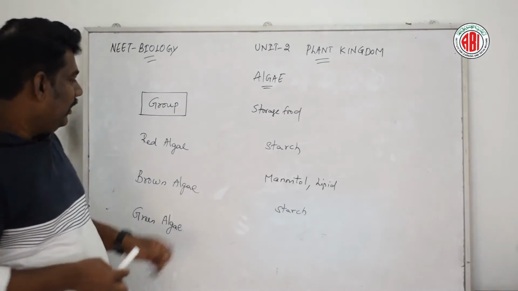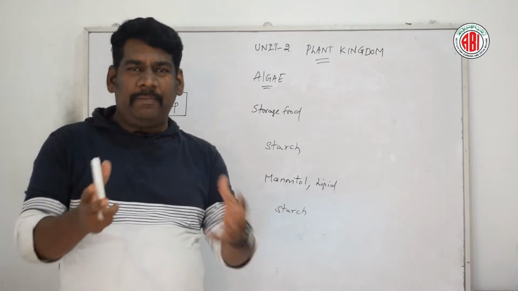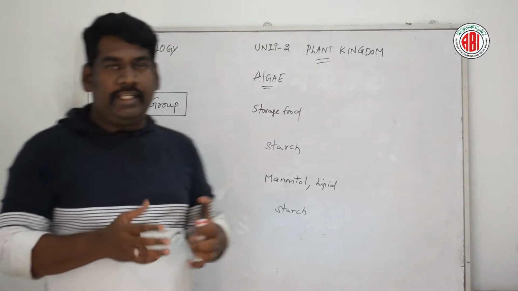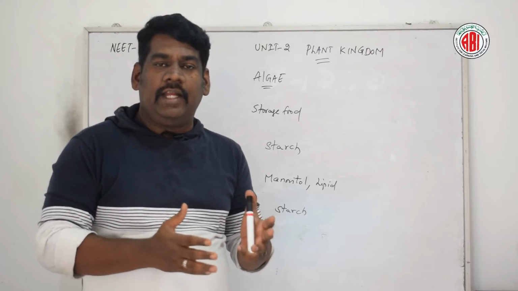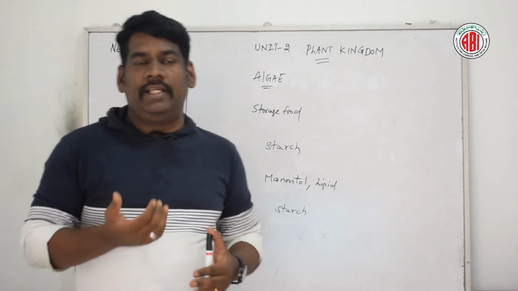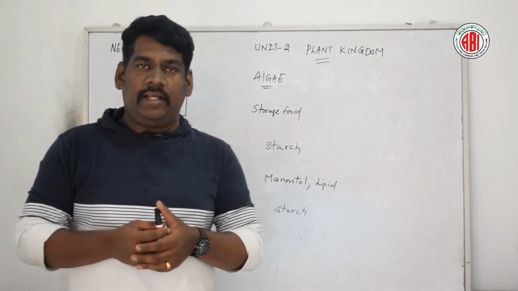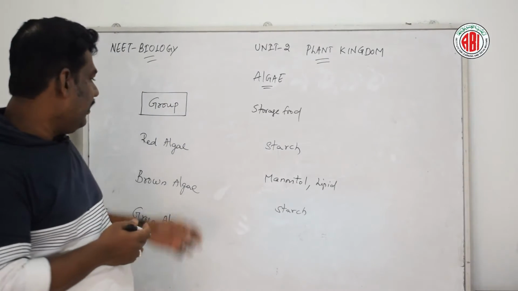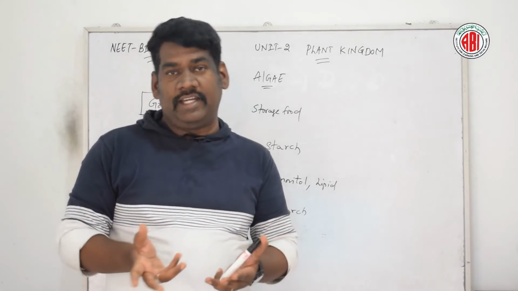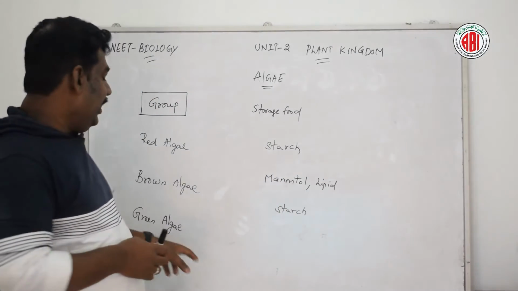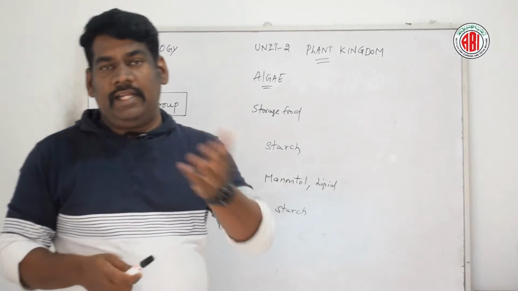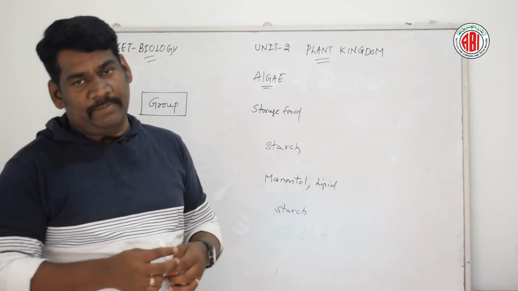Next, talking about the complexity of the structure. The structure of red algae can be seen as unicellular and multicellular. So unicellular organisms are included, and multicellular organisms can also be seen under the category of red algae. Similarly, brown algae are all multicellular organisms, and in green algae we can see both unicellular and multicellular types of organisms.